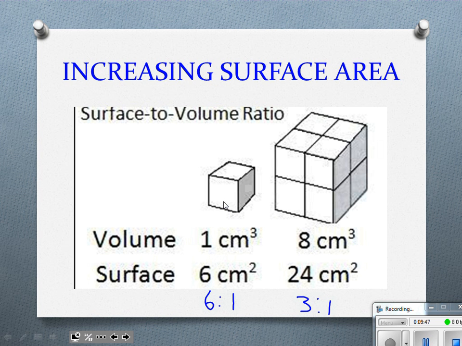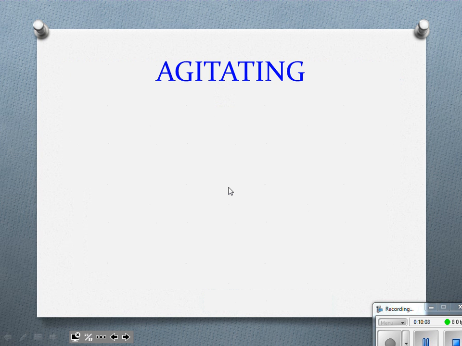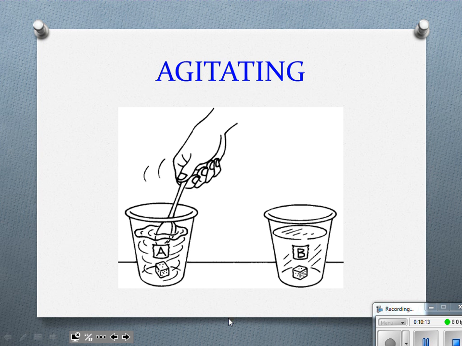And you're going to see this in a lab tomorrow. We're going to take rock salt, which would be a simulation of the big block, and just regular salt. And you're going to see which one dissolves faster. Agitating. Which one's going to dissolve faster? A, right? A is going to dissolve faster because of why? I'm stirring, but what's that got to do with it?